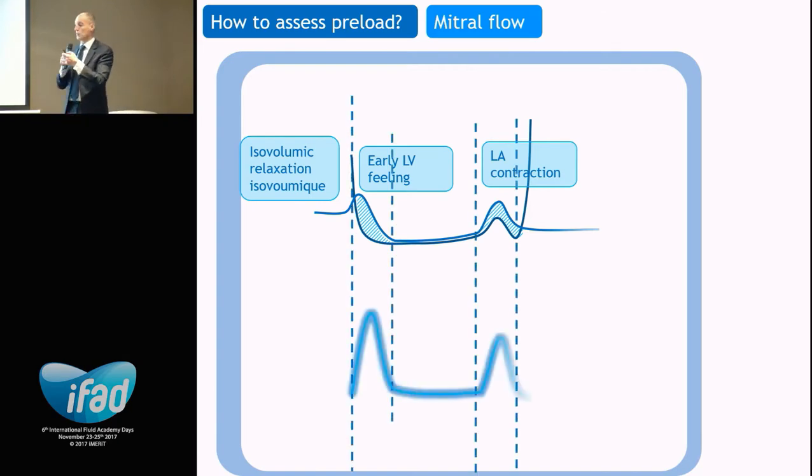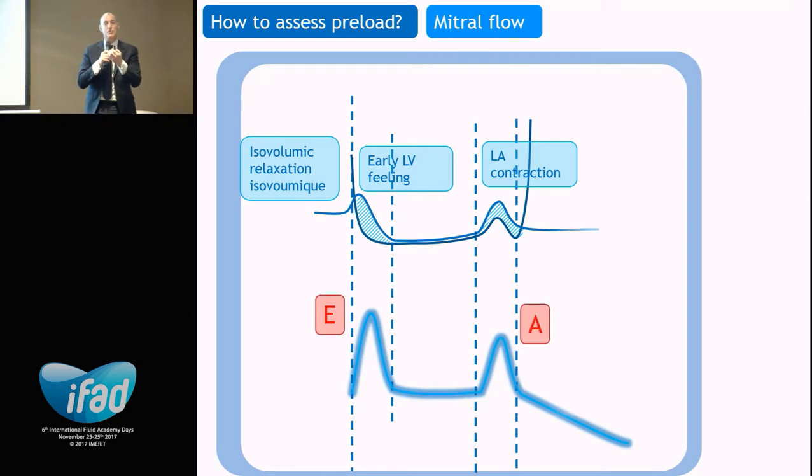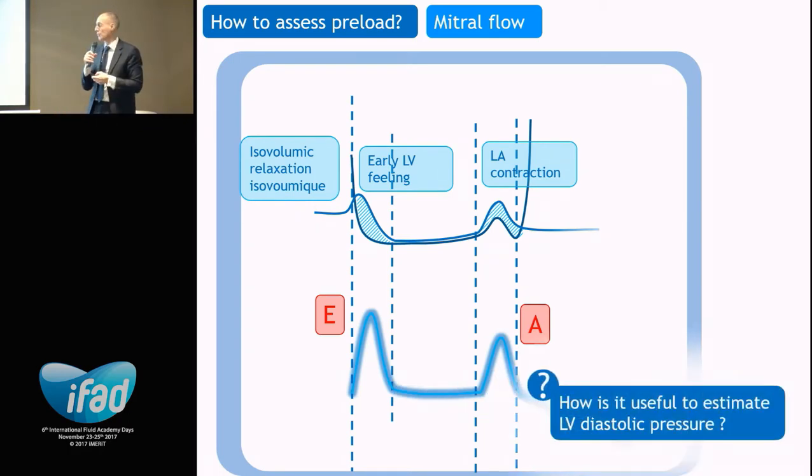And so with Doppler, as you know, we measure the velocity of the red blood cells. It means that we will assess these pressure gradients, and we will see these E and A waves, E like early and A like atrium. And this is what you'll do at the bedside and during the workshop. Okay, this is the explanation of these E and A waves.